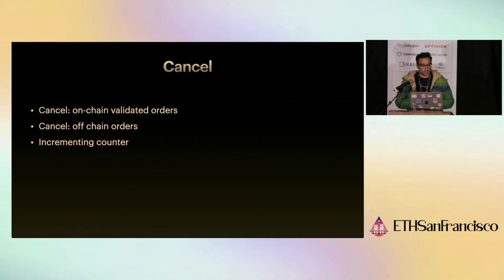And then canceling an order: if you validated on chain, you can cancel it. Even if you created the order off chain, in most cases you still want to cancel it on chain, because if someone found that order or got it later, they could execute it as they want. The other option is incrementing the counter, which is the account-level nonce.